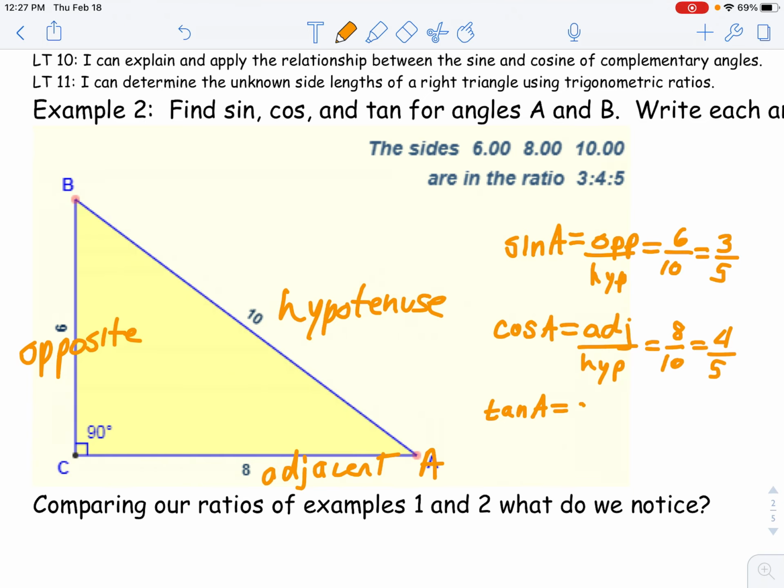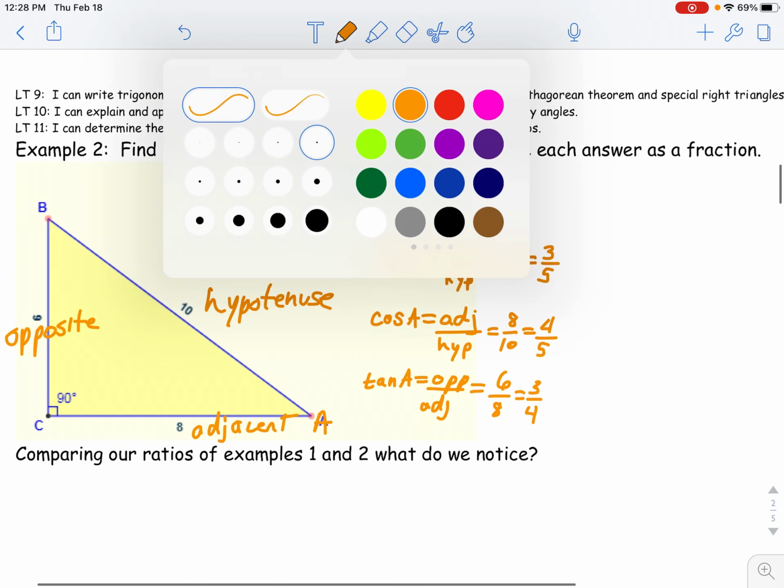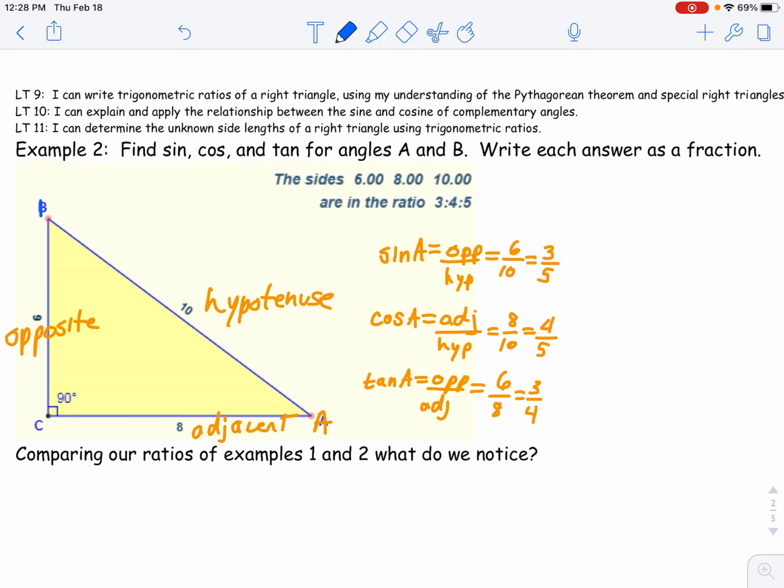Tangent of angle A is opposite over adjacent. The opposite side of angle A is 6. Adjacent is 8, and it reduces to 3/4. Okay? These numbers kind of seem familiar. Let's just keep going though. I wonder why they seem so familiar.